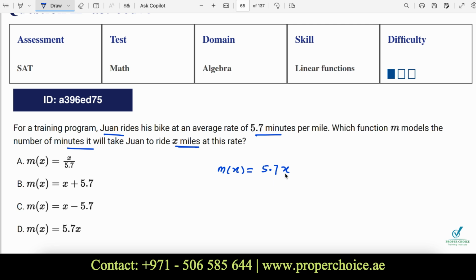So if he is riding for x miles, let's take for example 10 miles, the total time is going to be 5.7 multiplied by 10, like that. So we should say the time is going to be 5.7 times x.